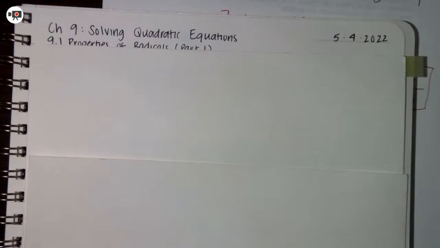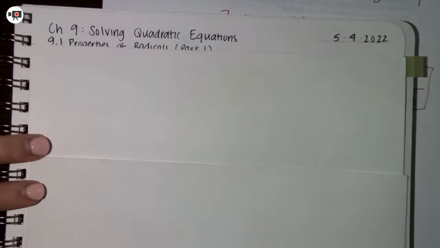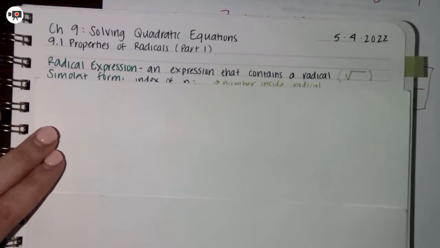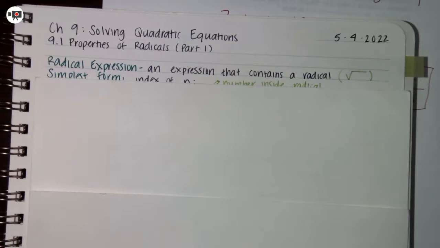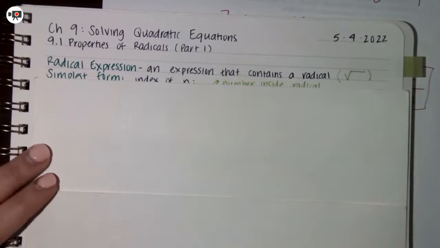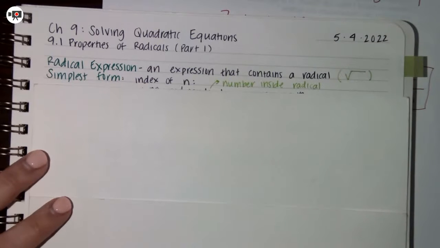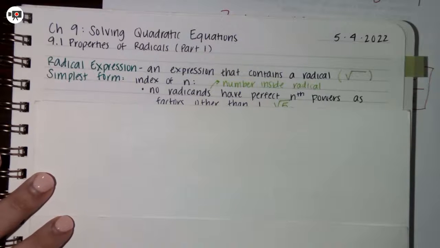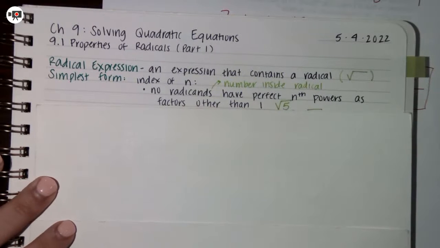This is Chapter 9, Solving Quadratic Equations, and 9.1, Properties of Radicals, Part 1. A radical expression is an expression that has a radical in it. A radical is the square root symbol. In simplest form, with some index, we cannot have any radicals that can be reduced any further.